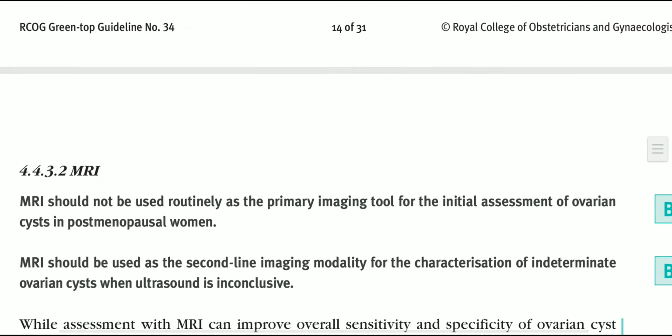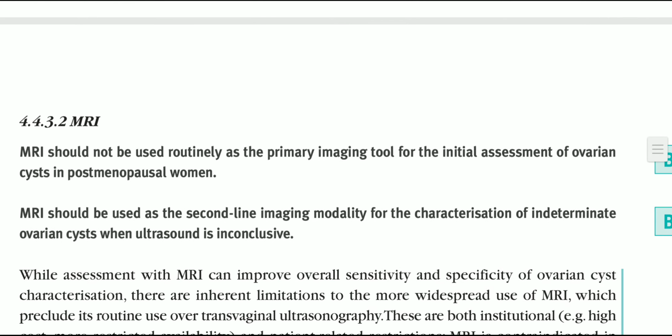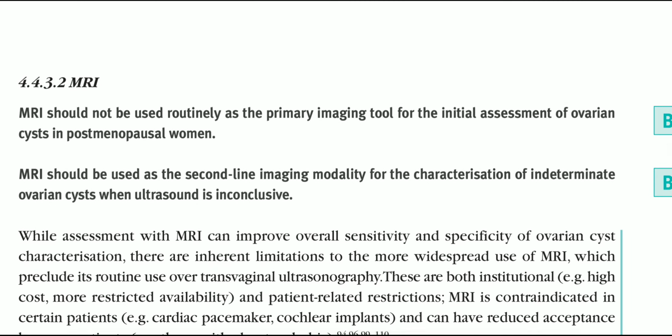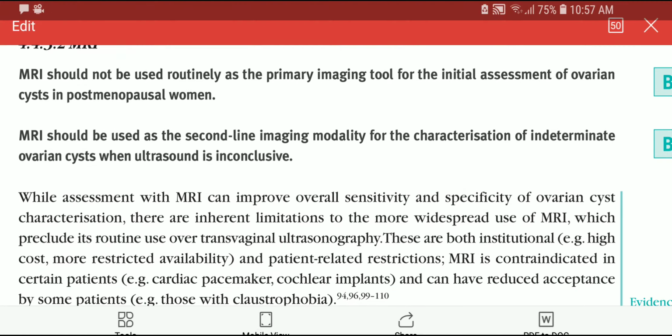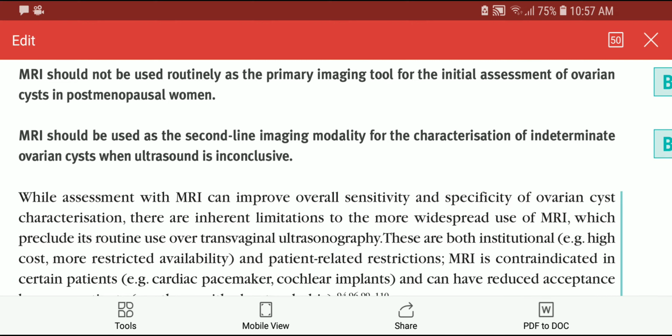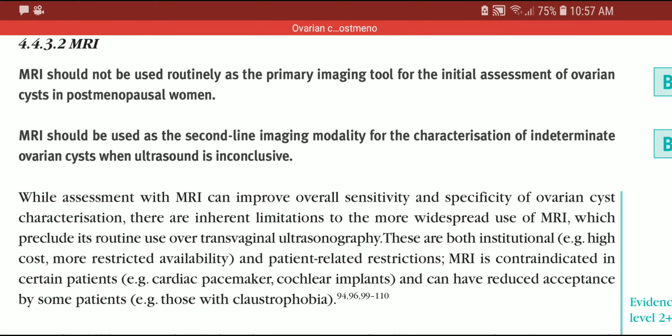Now coming toward the MRI. Should MRI be done routinely? No, MRI should not be routinely done as a primary imaging tool for the initial assessment of ovarian cyst in postmenopausal women. MRI should be used as a second-line imaging modality for characterization of the intermediate ovarian cyst when the ultrasound is inconclusive. When ultrasound is inconclusive, then MRI has the role.